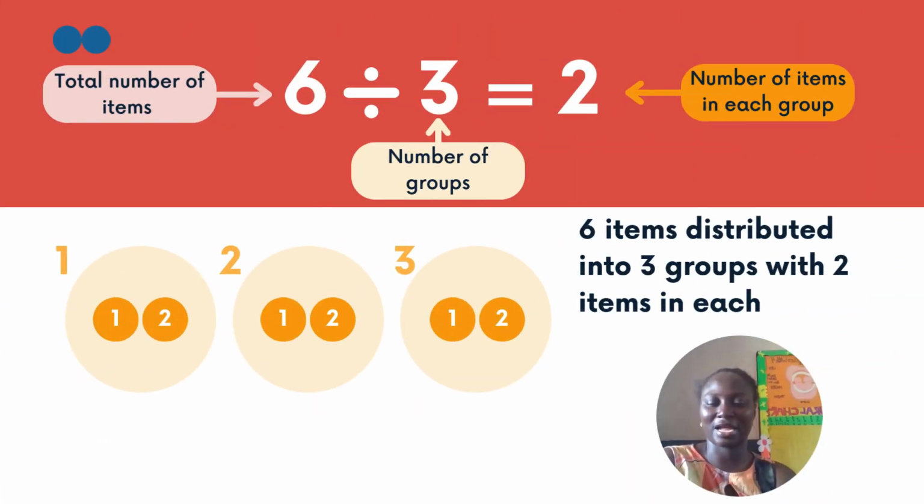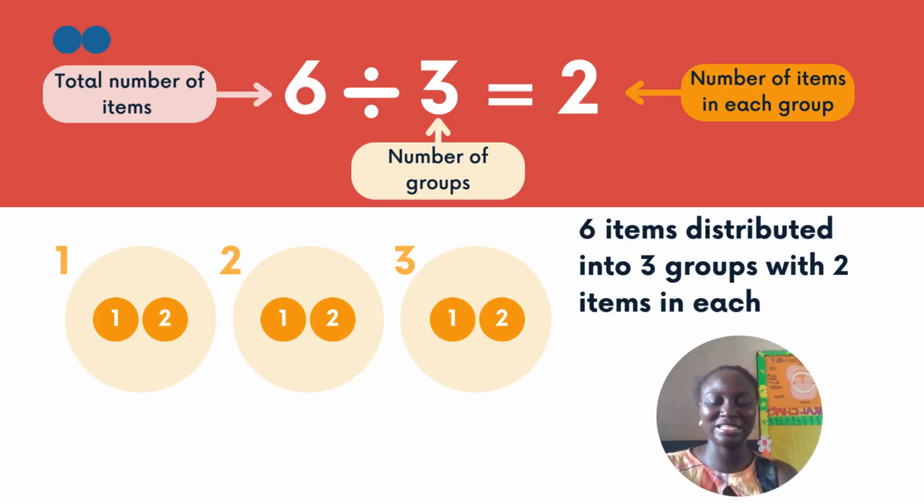So let's take a look at this example. 6 divided by 3. What does it mean? It means the total number of items to be divided is 6, and you should divide it into 3 groups. Then in each group, how many items will be there?